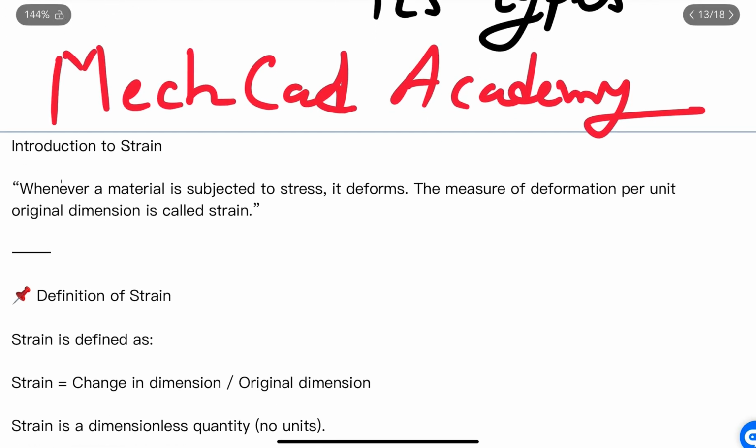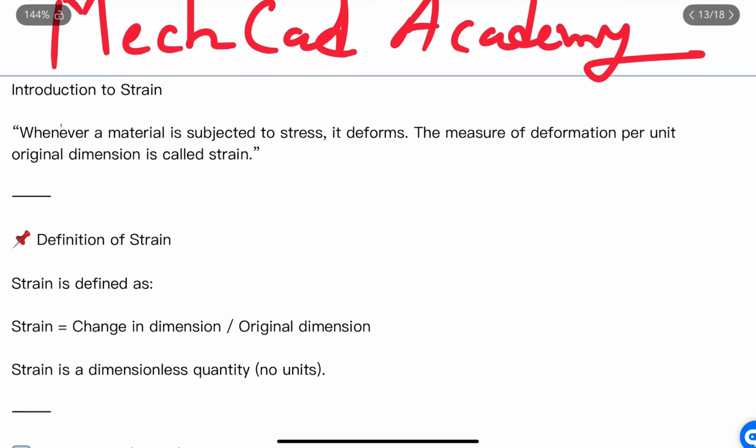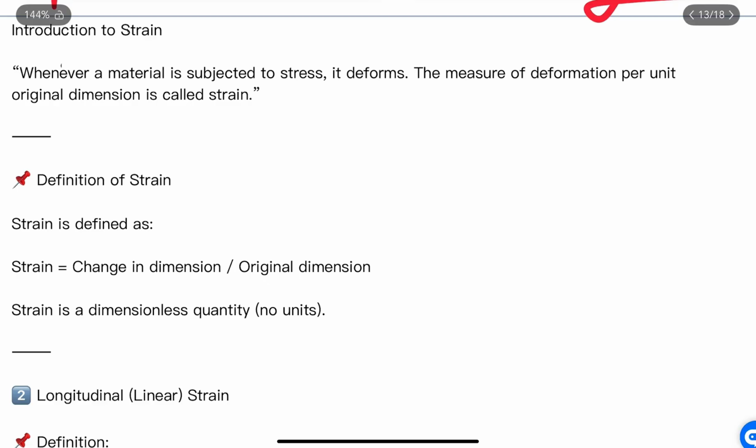What is strain? Whenever we apply some stress on any material, it goes under some type of deformation, and due to this deformation they have some changes in their original dimension. The ratio of the change in dimension to the original dimension is called strain. So what is strain? We can see over here, strain is change in length divided by original length.